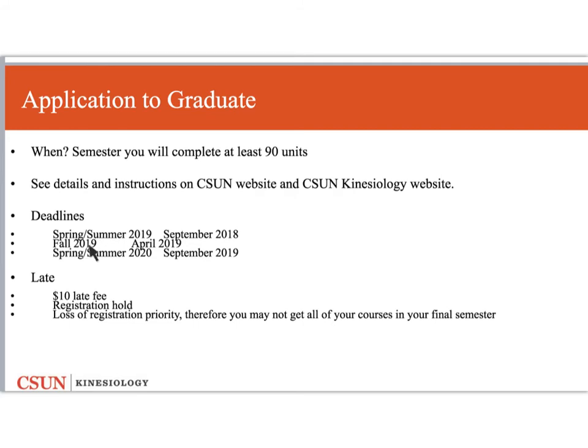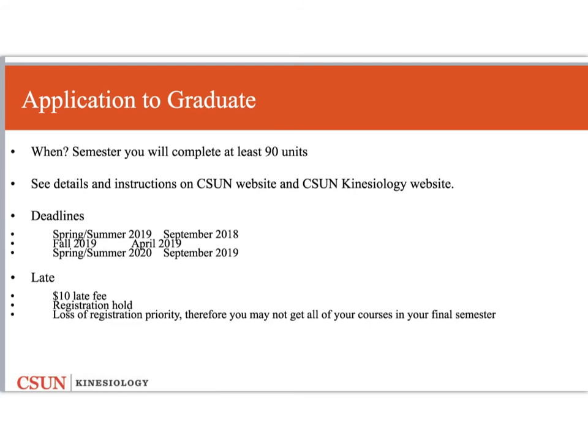If you plan to graduate in the fall of 19, you need to apply by April 19, and there's actually specific dates in here. I just gave the month. And most of you are looking at probably spring or summer graduation 2020, which means in the fall of 2019 you will need to apply for graduation. It's really important to meet your graduation deadline.